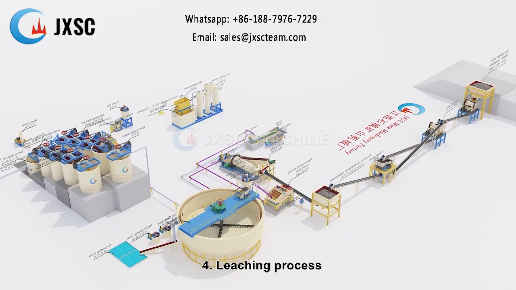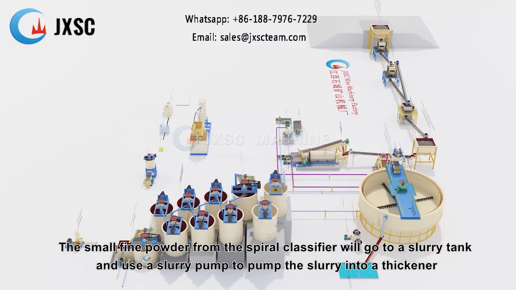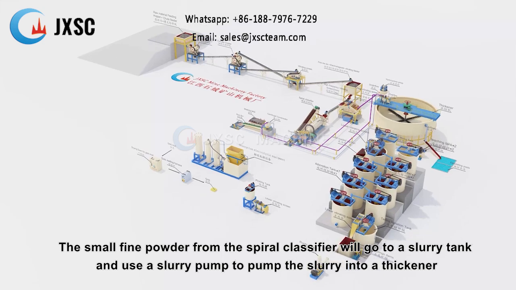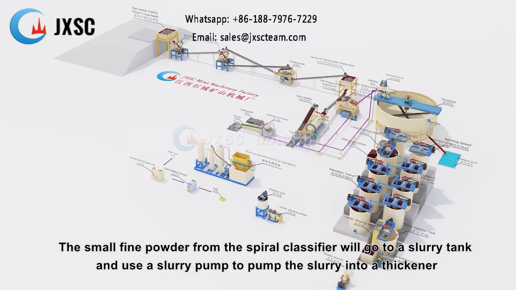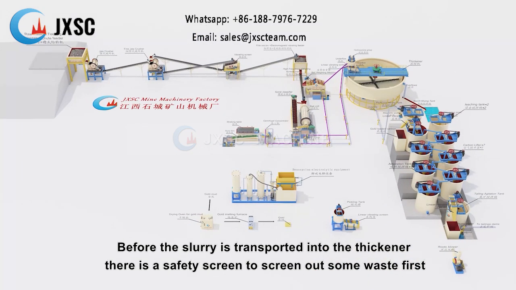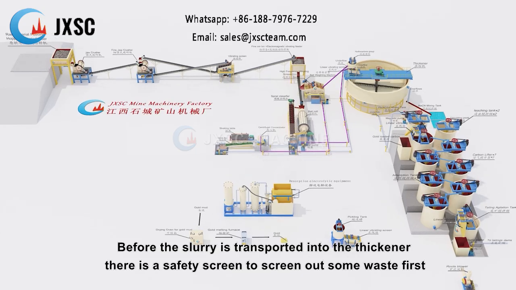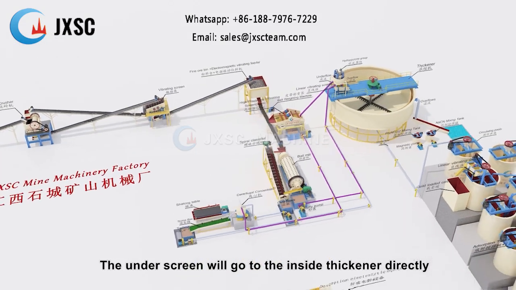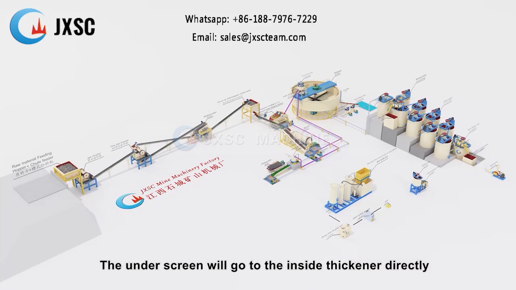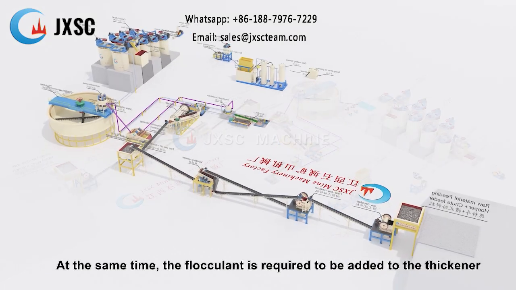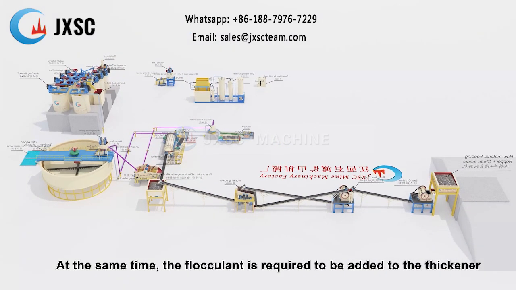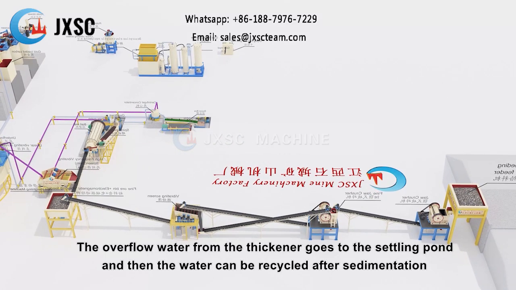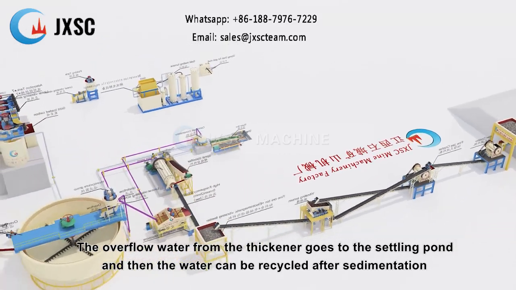4. Leaching process. The small fine powder from the spiral classifier will go to a slurry tank and use a slurry pump to pump the slurry into a thickener. Before the slurry is transported into the thickener, there is a safety screen to screen out some waste first. The underscreen will go to the inside thickener directly. At the same time, the flocculant is required to be added to the thickener. The overflow water from the thickener goes to the settling pond, and then the water can be recycled after sedimentation.